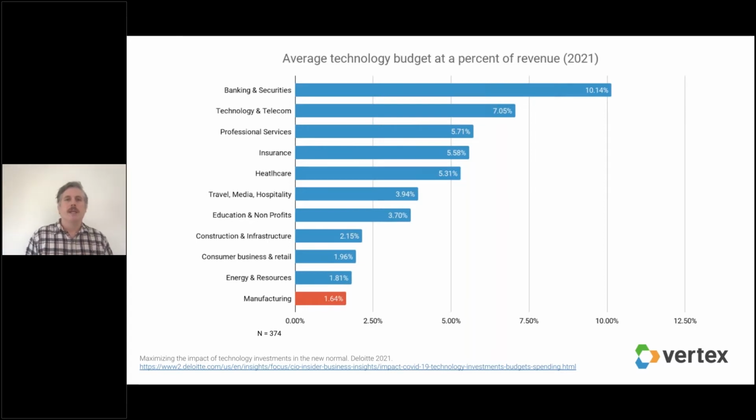This is a study out of Deloitte, and again, post-pandemic here, but manufacturers still are at the lowest in the industry of technology budget as a percent of revenue. And I look at this as a glass half full. I think there's a lot of opportunity here for manufacturers to really beef up their infrastructure. But I think that goes back to convincing the executives that there's the ROI, so to speak, associated with those investments.